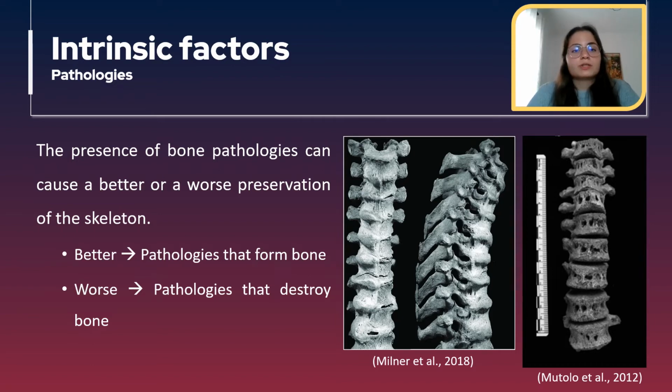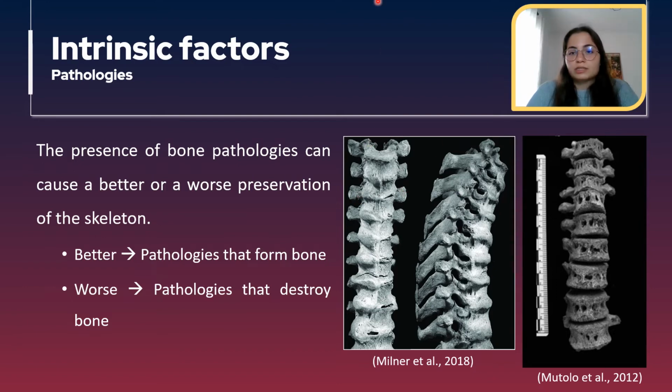We will talk more about the responses of the bone to pathologies, but to give you an example, in this image here, you see a pathology that is called DISH that forms bone, as you can see here in this part of the vertebrae.